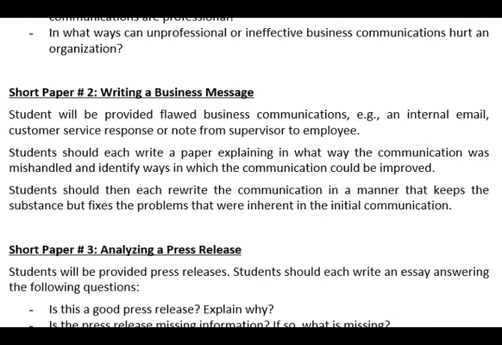Okay, assignment 2 is writing a business message. You'll be provided with a flawed business communication: an email, a note from a supervisor to an employee, a customer service response, something with something glaringly wrong. We're not going to give you an almost perfect communication and ask you to challenge it. We're going to give you something that has some really major problems with it.